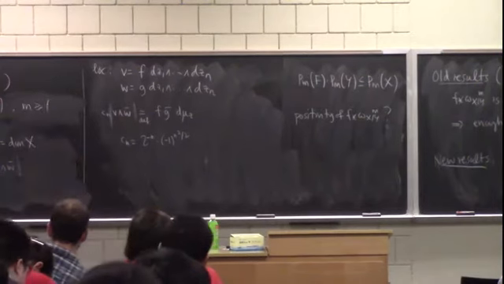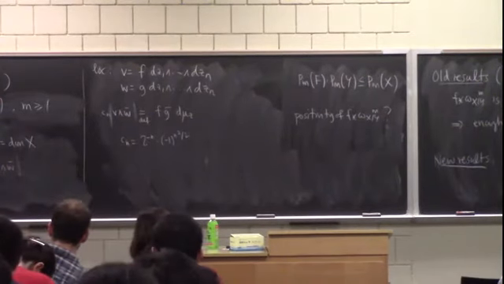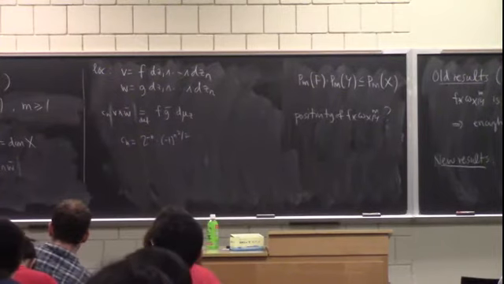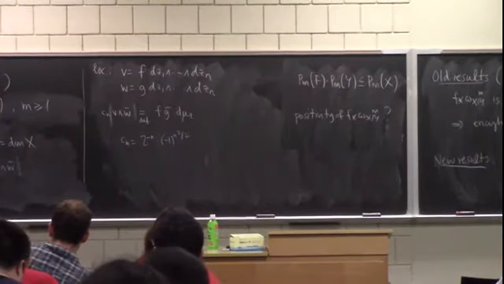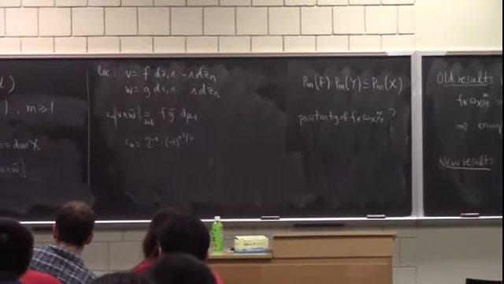Now the tricky case is when m is bigger than or equal to 2. When m is bigger than or equal to 2, I can't do this. But still the claim is that there is always a canonical inner product on this space, even when m is bigger than or equal to 2.